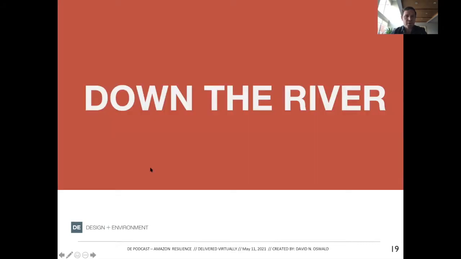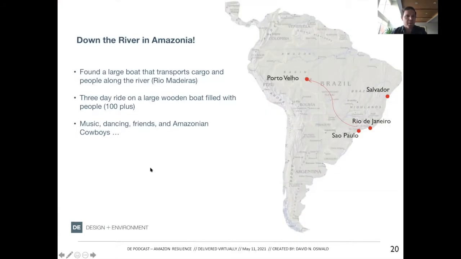I wish I had some photos of this boat ride because it was something else. So I went down the river in Amazonia, and this is a trip. I found a large boat that transports cargo and people along this river. It's called the Rio Madeira. It's hard to see in this, but you can see it's very light. There's a river that goes from the south to the northeast, from that red point all the way up to the bridge. So the connection of those rivers, which is the Amazon, where the Rio Negro and the Rio Madeira meet, the meeting of the waters, is something unique too.